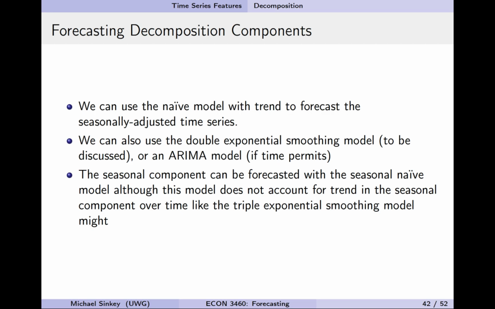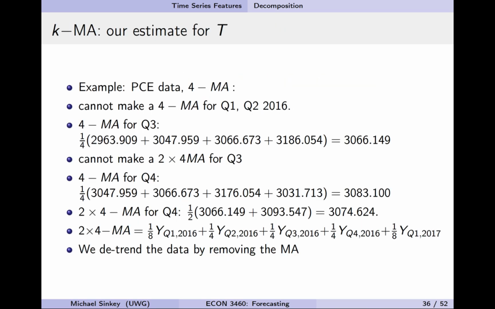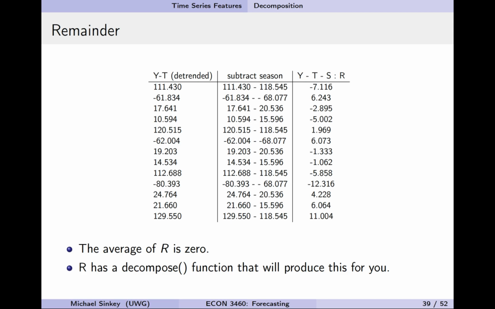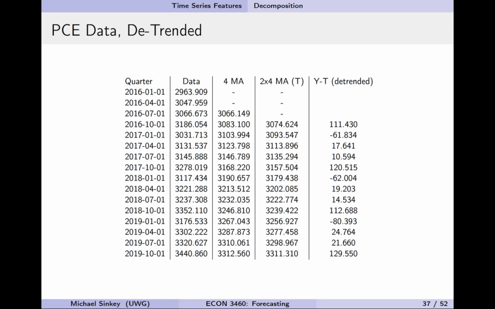But the point of this is that we could take a stab at trying not just to forecast the data, but we could also forecast the trend, and we could also forecast the seasonality. And just to give you an idea of why forecasting the trend and seasonality may be a more desirable strategy, take a look at the 2x4 moving average.